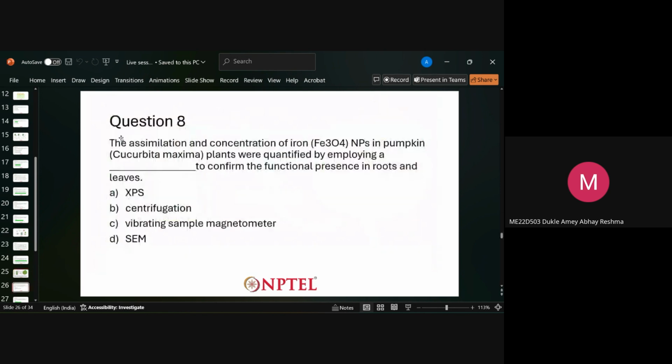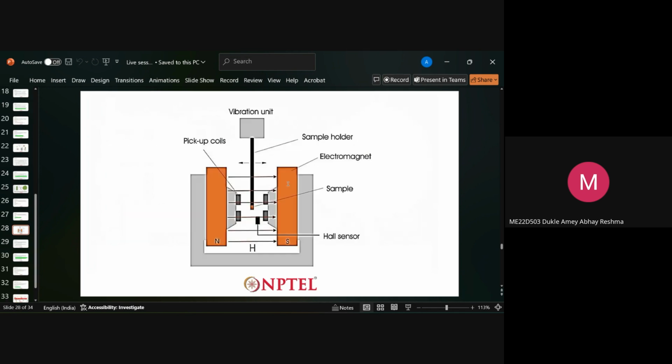Coming to question number eight: assimilation and concentration of iron oxide nanoparticles in the pumpkin Cucurbita maxima plant, quantified by employing dash to confirm the functional presence in the roots and leaves. XPS, vibrating sample magnetometer. So the answer is vibrating sample magnetometer.